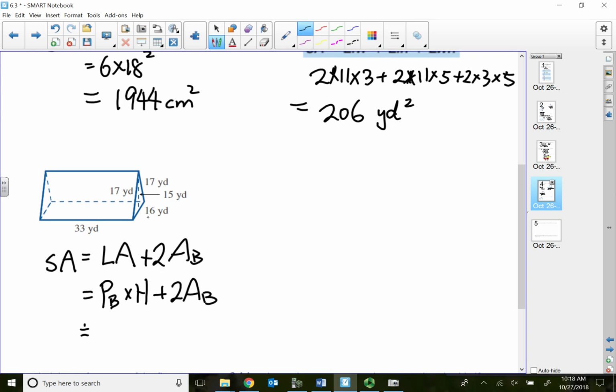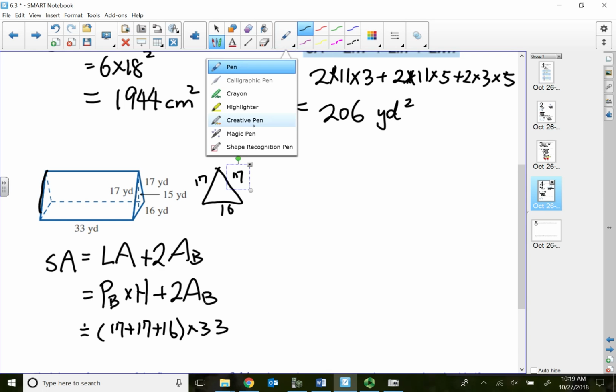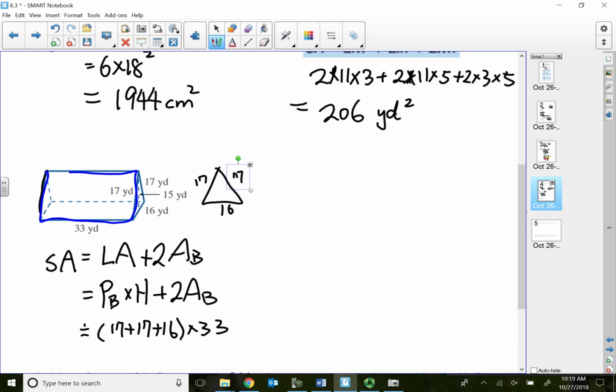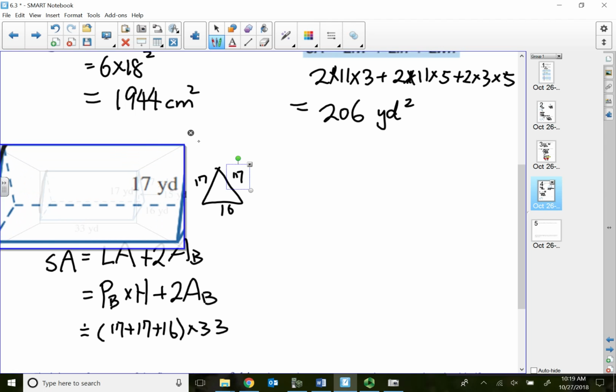So let's add up. The 17 yards are the slanted sides for that triangle: 17, 17, and the 16 down here. The 15 is the actual height of the triangle. But to find the perimeter, let's add up the 17, 17, and the base 16, and then times the actual height of the entire prism, which is 33 yards. If you lift this up, that tells you the height is 33, because all three rectangular surfaces are 33.